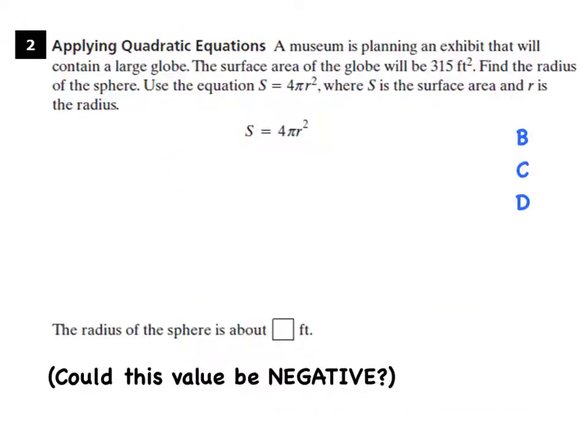Applying quadratic equations. Let's say a museum is planning an exhibit that will contain a large globe. The surface area of the globe will be 315 feet squared. Find the radius of the sphere. Use the equation S equals 4 pi r squared, where S is the surface area and r is the radius. Notice they give us one piece of information that we need, and that's that the surface area is 315. So I can actually rewrite this equation, 315 equals 4 pi r squared.